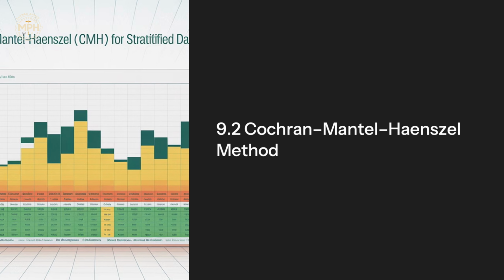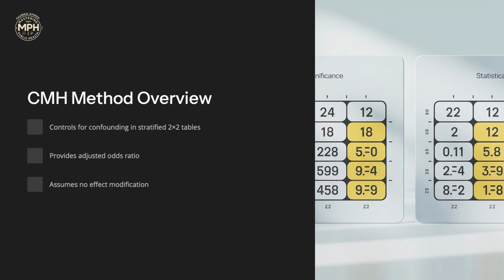Second is the Cochran-Mantel-Haenszel method. The CMH method helps us control for confounding across multiple 2x2 tables. We stratify the data based on the confounder, calculate stratum-specific odds ratios, and then combine them. This method assumes no effect modification across strata.